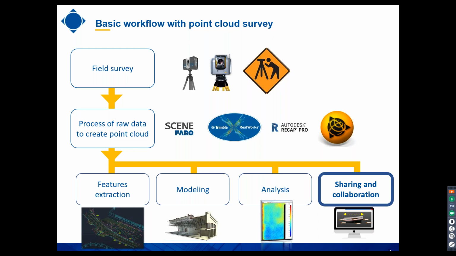And then, at the bottom here, we see the 4 major types of deliverables that we usually come up with from point clouds. So we have the feature extractions, the modeling, analysis like volumes and deformation. And finally, we have the sharing and collaboration. So that's the main deliverable we're going to talk about today. And for your information, for each of those types of deliverables, we have a webinar on those subjects. So stay tuned for the coming webinars.